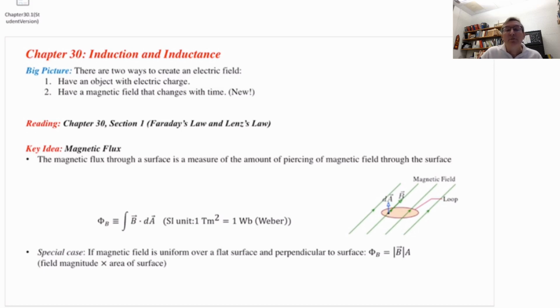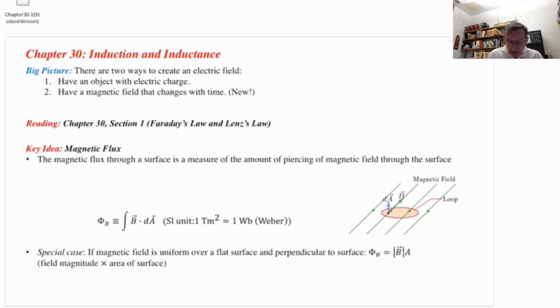And I'm going to begin chapter 30, which discusses one of the most important physics concepts for modern technology for the last century. It's the underlying physics that allows for almost all kinds of power production. In our modern technological world, we need electrical power constantly. The physics of this chapter is explaining how we produce electrical power in almost all situations.